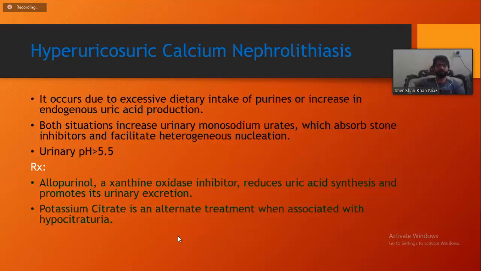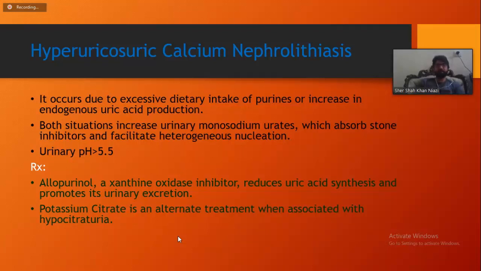It's treated with allopurinol, which is a xanthine oxidase inhibitor. It reduces uric acid synthesis as well as promotes alkalinization. Potassium citrate is also associated with hypocitraturia, because we've already seen that 20 to 60% of stone formers are hypocitraturic, so that was very possible.